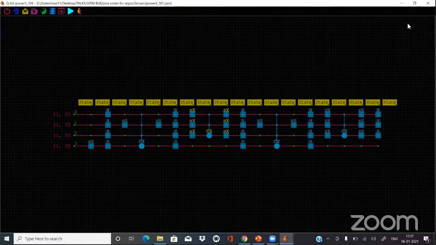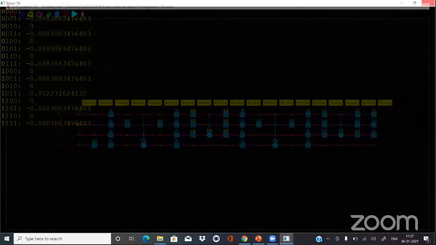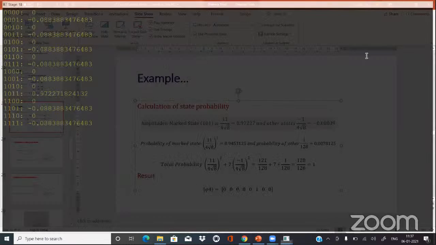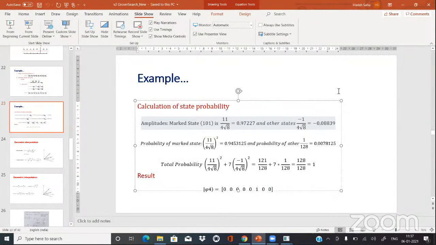Sir, did you perform any practical on this, whatever you showed on simulation? Yes, that we are not authorized to discuss on this kind of platform. Oh, okay, sir.